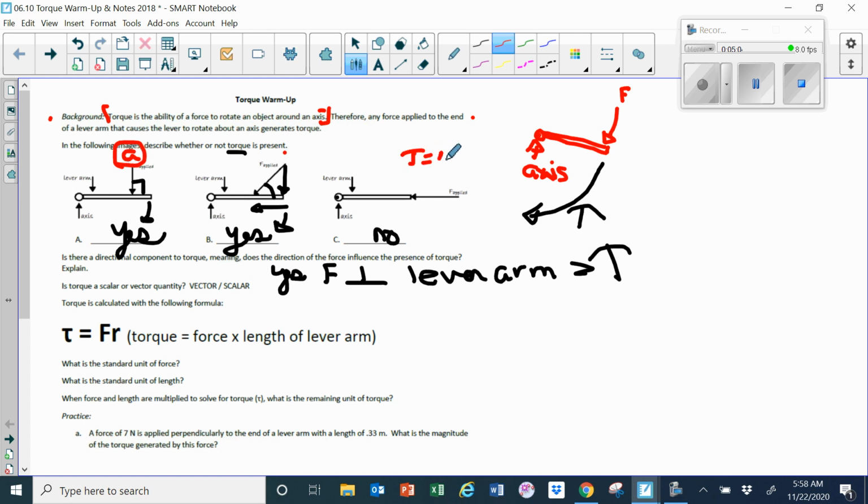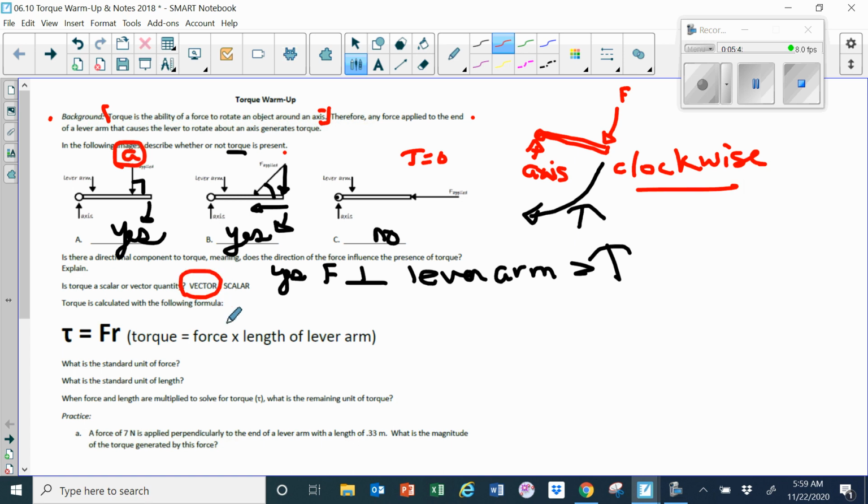So is torque a scalar or vector quantity? Well, you can see there's a directionality to it. You can see that you have an axis, you have a lever arm, and you have a force that's being applied, and it's causing this system to turn, to rotate about this axis. So since it does, it is a vector quantity. It has a directionality to it. For example, this one would be clockwise. So it's a vector.